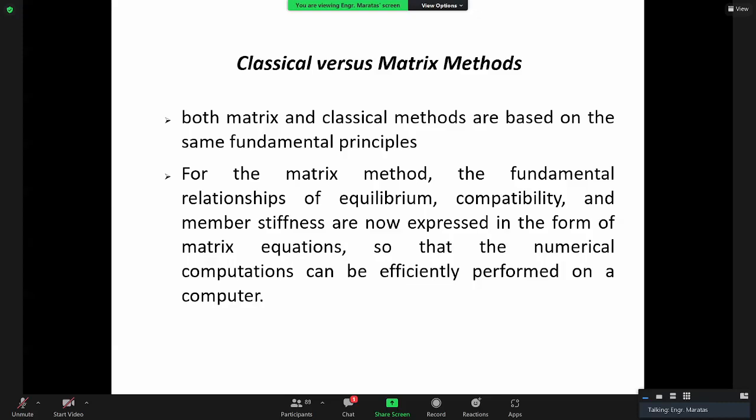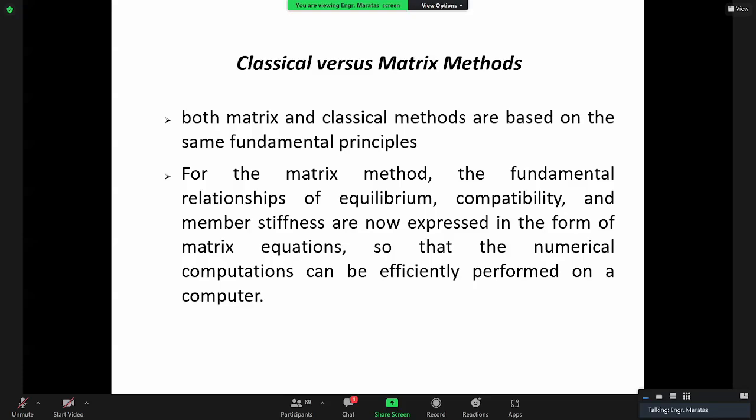Although it is based on basically the same principle as the classical methods, the difference is that the matrix method is expressed in terms of matrices. So the relationships of equilibrium, compatibility, as well as the member stiffness, are now in matrix forms. Basically, the purpose is so that we can program it on the computer.